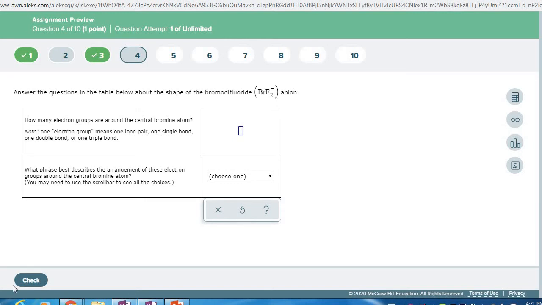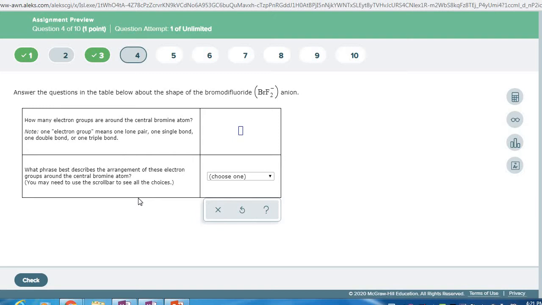Okay, here's an Alex problem dealing with molecular geometry using VSEPR theory, and the question is to talk about the shape of the bromodifluoride anion. It's asking us how many electron groups are around the central bromine atom, and then what kind of arrangement these electrons form. So again, these are electron groups that we're interested in, not really the molecular shape, but the geometry of the electron groups around the central atom, and then what shape is that.